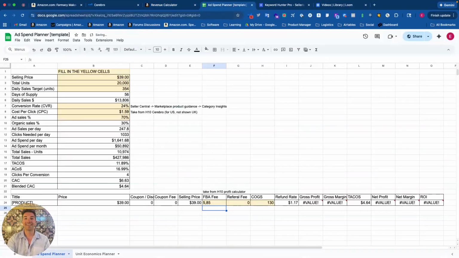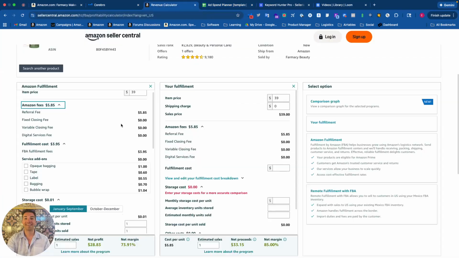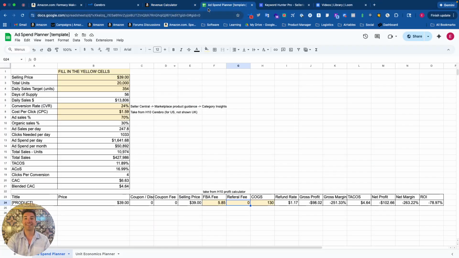and now let's fill in the FBA fee, which we've taken $5.85, and then the referral fee. Fulfillment cost $3.95, $5.85 referral fee. And then the costs for the product, let's say it's $5. I don't know what it is. It said $7. I think it's probably a bit less.